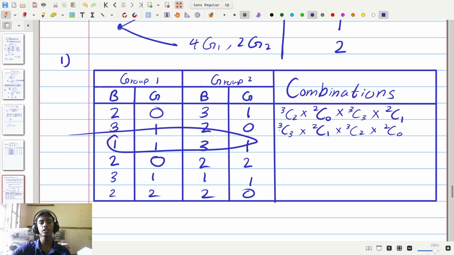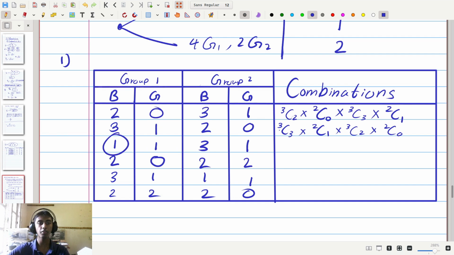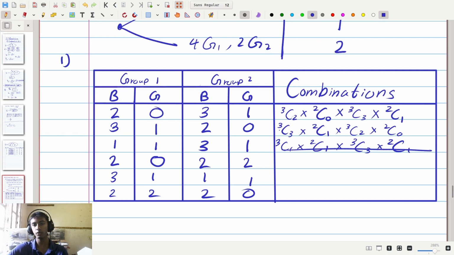For this choice here, we need to choose 1 boy out of the total 3 and 1 girl out of the total 2, which means we have 3 choose 1 times 2 choose 1. And then here we need to choose 3 boys out of the total available 3 in group 2. So that means we multiply by 3 choose 3, and then multiply by the total number of choices we have. For the girls from group 2, we have 2 girls that we can choose, and we can choose only one of them. So therefore, this is the total number of combinations for this third option.